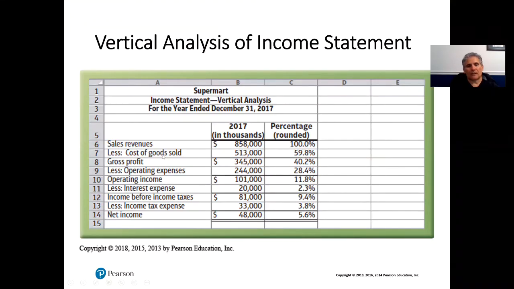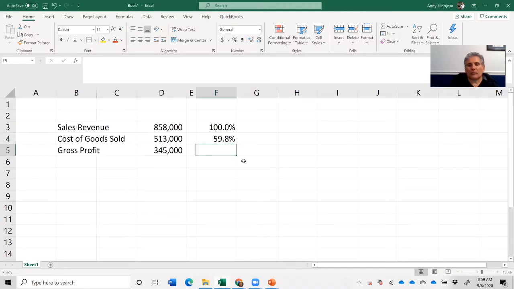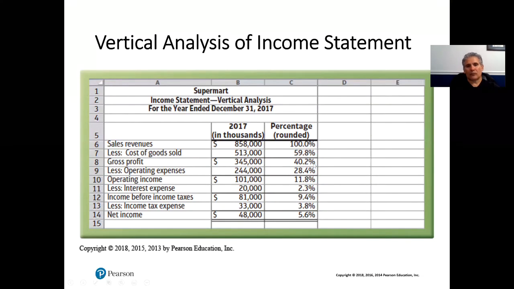And then gross profit, we're going to take 345,000 and divide that by 858,000, and that's going to result in 0.4. 0.4 as a percentage, rounded to the nearest tenth, is 40.2%. That is vertical analysis of the income statement. The base on the income statement is always sales revenue. Sales revenue will always be 100%.